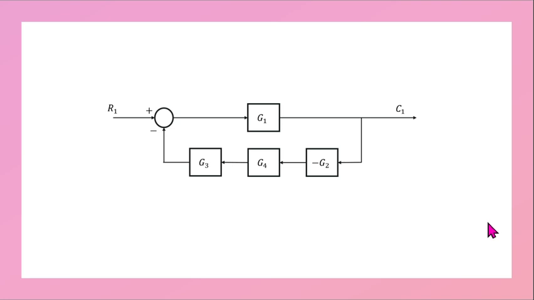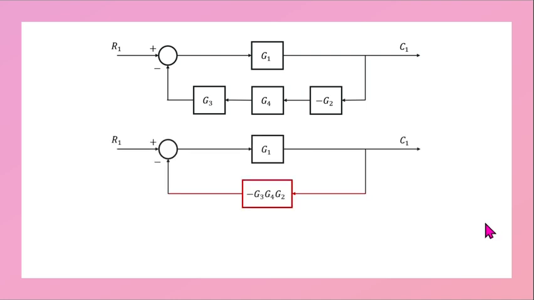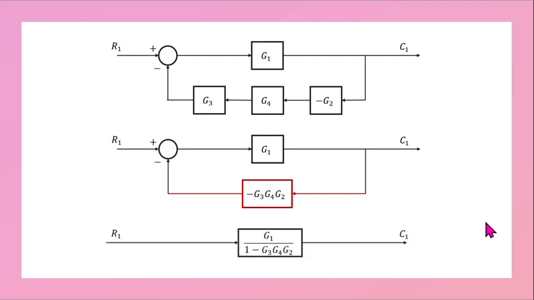Now let's start reducing this block diagram. We have negative G2, G4, and G3 in series, so they can be reduced by multiplying them together. This creates a direct feedback loop with the transfer function G1. As a result, the reduced block diagram gives a transfer function of G1 over 1 minus G3 times G4 times G2. And this is the final transfer function we have for C1 over R1. Then repeat the same steps for the other transfer functions.